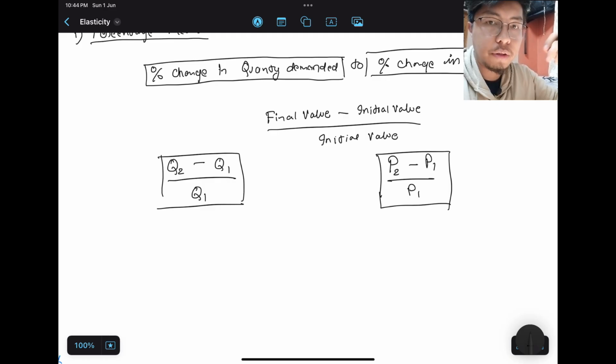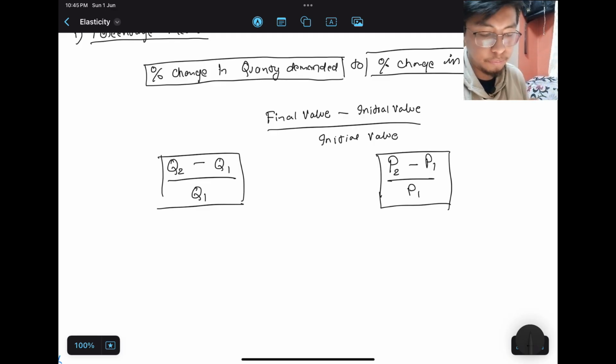what your price changed to. The price after the change is P2. And the initial price, where it changed from, that is your P1. And what is Q2? It is when your demand changed, in response to your change in prices. So that changed demand is your Q2. And the starting point, the level it was at, that is your Q1.